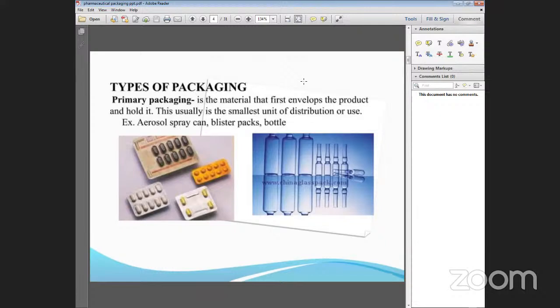And in case of tablet or capsule, you can see in the left side the picture is given: blister packs or strip packs. These all are blister packs. So the tablets which are kept in direct contact with this container, that is called primary packaging.